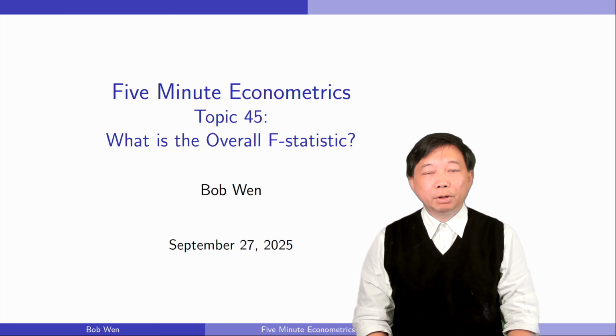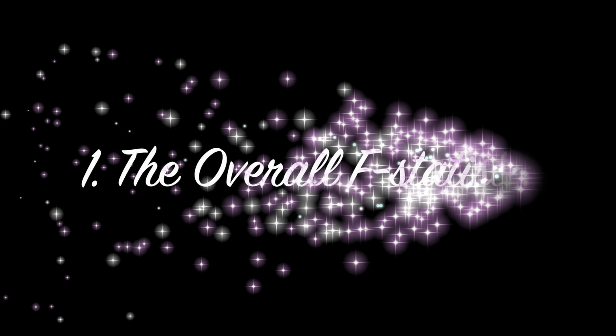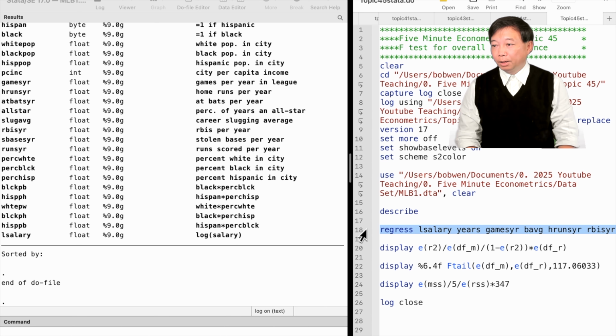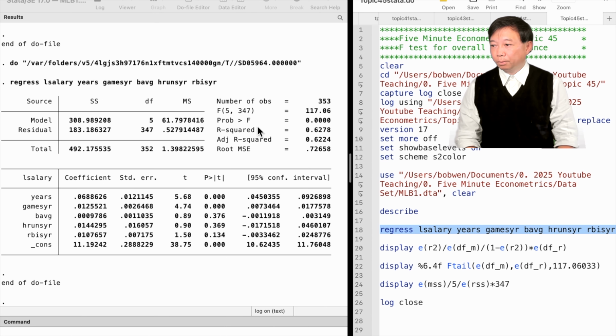Today, we will have a look at the overall F-statistic. In the Stata regression results window, we can see the overall F-statistic and its p-value. The overall F-statistic is for the overall significance of the regression.